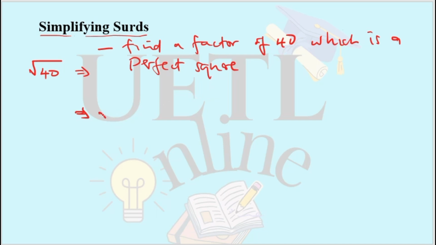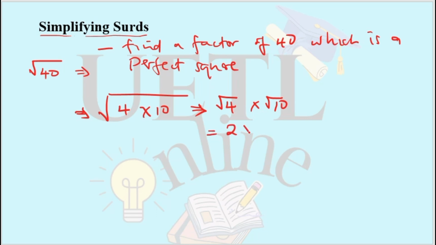In this case, you can see that the factor of 40 which is a perfect square is 4. So we can now say 4 times 10. This is the process of simplification. After doing this, now we can separate this to become root 4 times root 10. Now you know that root 4 is equal to 2, times root 10. So your answer becomes 2 root 10. This is the process of simplifying it.